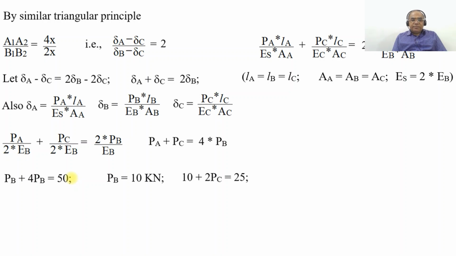Therefore, PB is equal to 10 kilonewton by simplification. Once you know the value of PB, then 10 plus 2 times PC is equal to 25, again from the equilibrium equation. So PC, you are going to get as 7.5. Then substitute this in the equilibrium equation, which is PA plus PB plus PC. PB you know is 10, plus PC, you know it is 7.5, which is equal to 50. So then PA will be equal to 32.5 kilonewton. So this is how you will be able to solve this problem. Thank you.